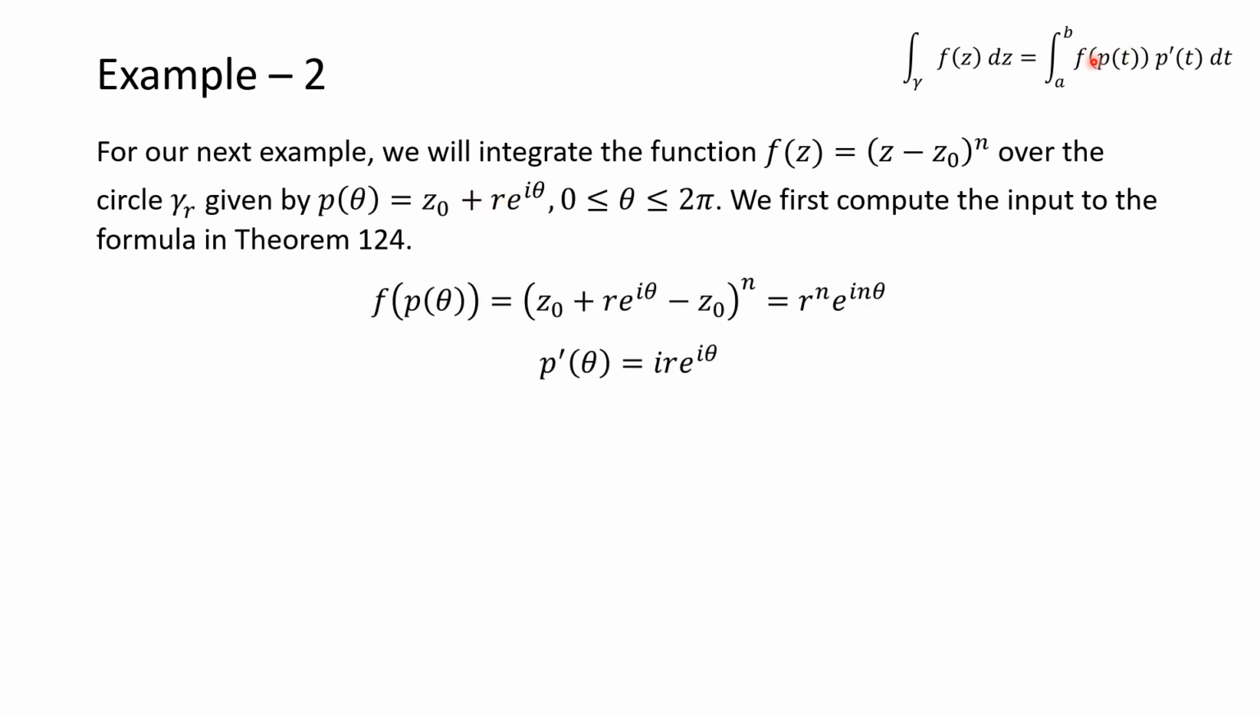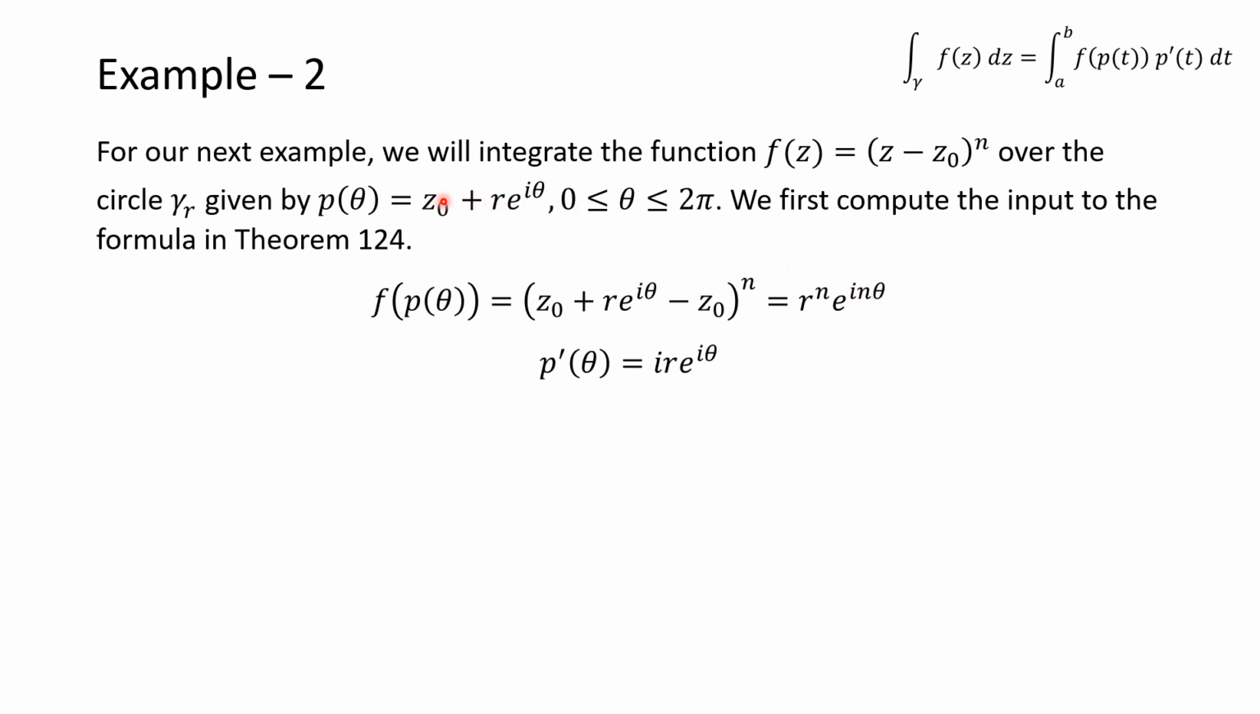So we need to compute the two components of our formula from the previous theorem. f of p of theta, we plug in p of theta for z in here. We get this, and then the z sub 0 and the minus z sub 0 cancel. We get r to the n e to the i n theta.